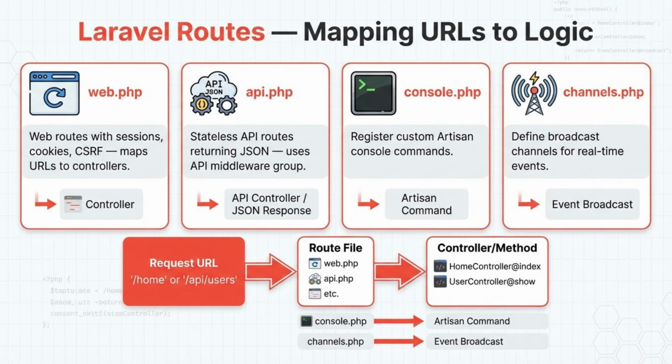This is where you define channels for features like live notifications, chat messages, or any events that need to be streamed instantly to connected clients. Whenever a request enters the application, Laravel examines these routes files to determine whether the request belongs to a web route, an API route, a console command, or a broadcast channel. Once the route is found, Laravel directs the request to the correct controller method, command, or event handler. This routing system acts like the traffic controller of the entire framework, ensuring every request goes exactly where it needs to go, keeping your application organized, modular, and incredibly flexible.